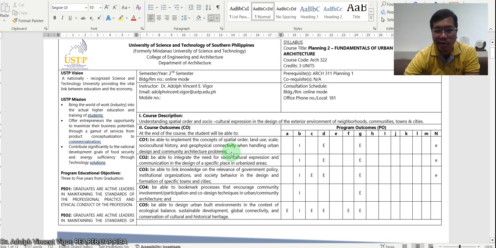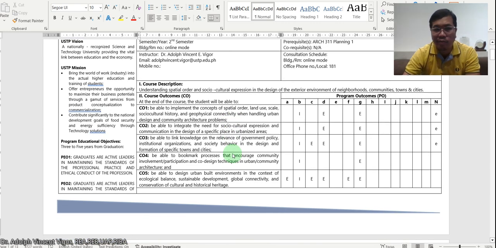The course description is understanding the spatial order and socio-cultural expression in the design of the exterior environment of neighborhoods, communities, towns, and cities. For Course Outcome 1, it is to be able to implement concepts of spatial order, land use, scale, socio-cultural history, and geophysical connectivity when handling urban design and community architecture problems. For Course Outcome 2, to be able to integrate the need for socio-cultural expression and communication in the design of a specific place in urbanized areas.